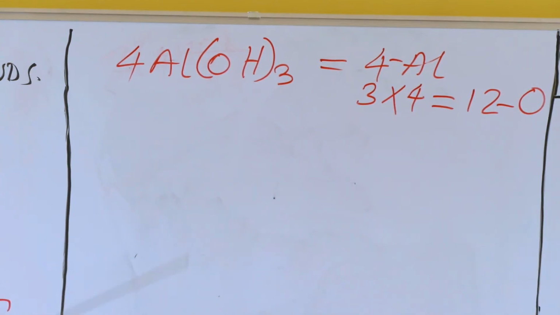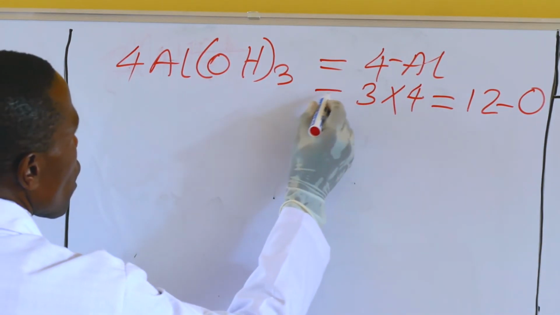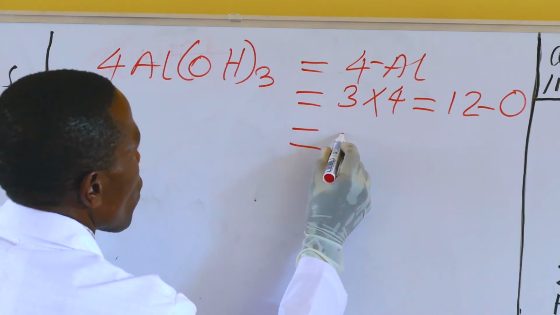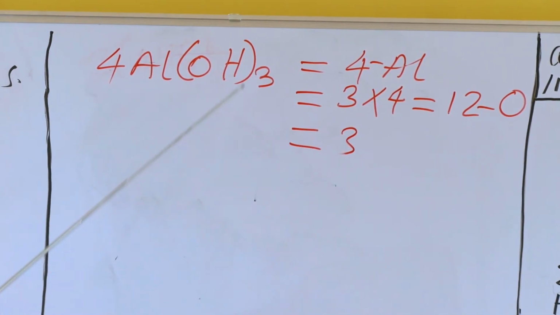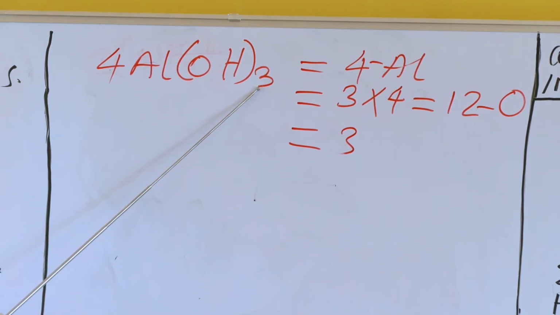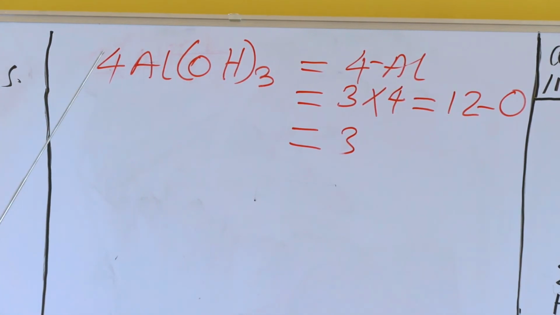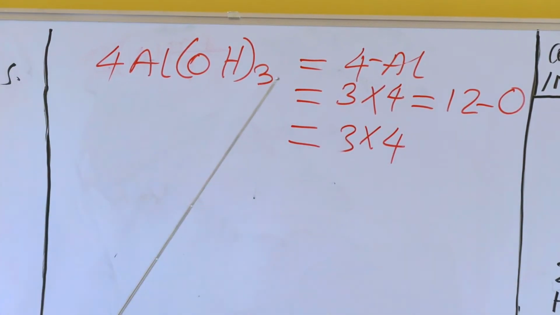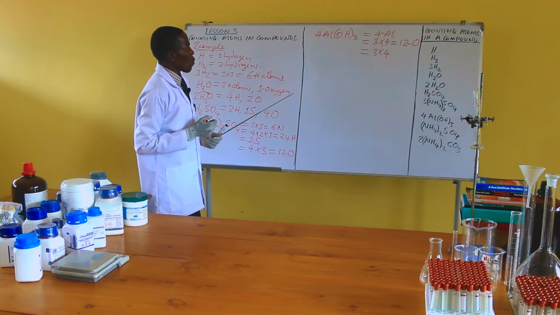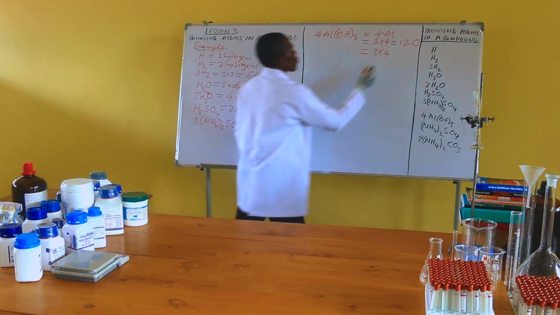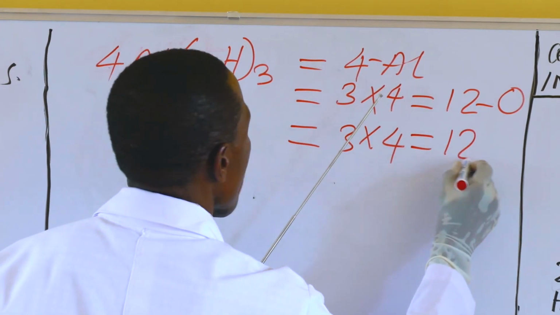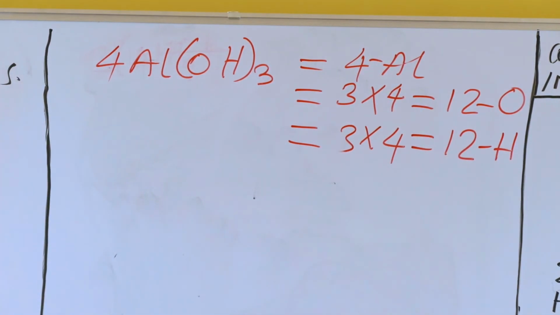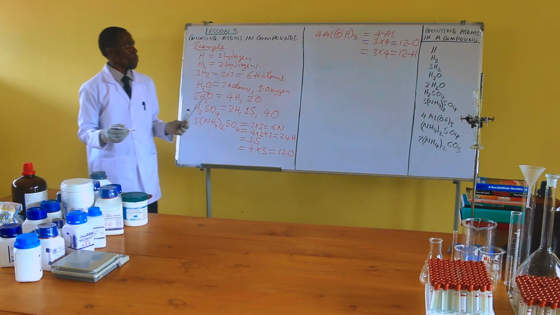How about our hydrogen? Hydrogen is 3, just because of this number outside the bracket, but also before hydrogen we can see 4 over there. So it is times 4. So we count how much? We count 12 hydrogen atoms, like that.